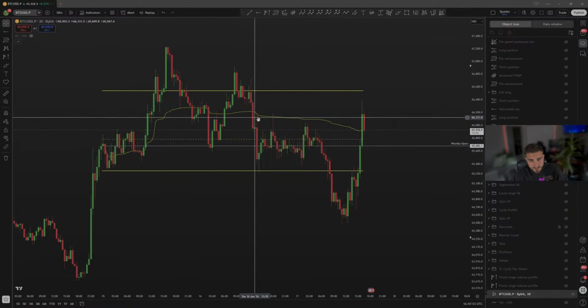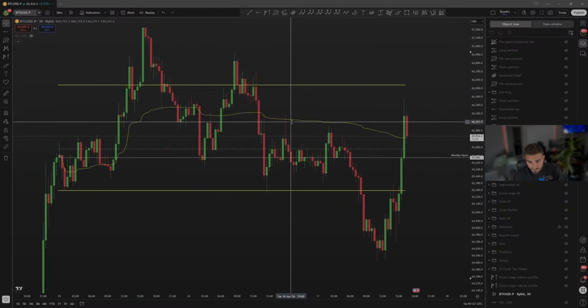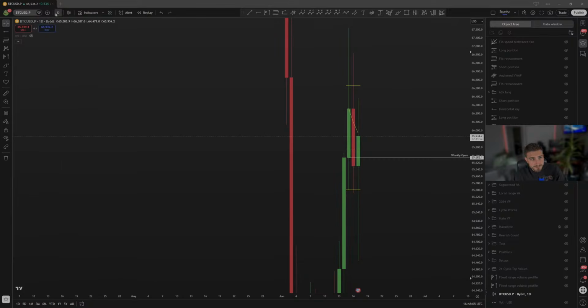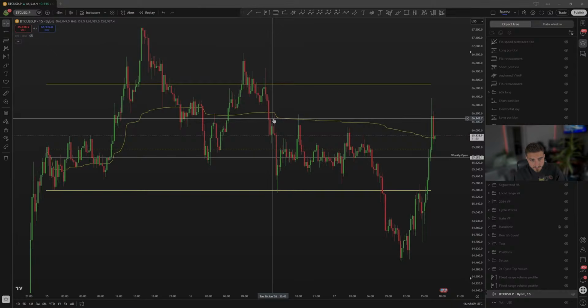And you can see how we've respected and rejected, right? Yesterday we retested that twice, rejected, and you could have taken a trade off the weekly VWAP if that's your fancy. You find some better confluence in something like this, right?